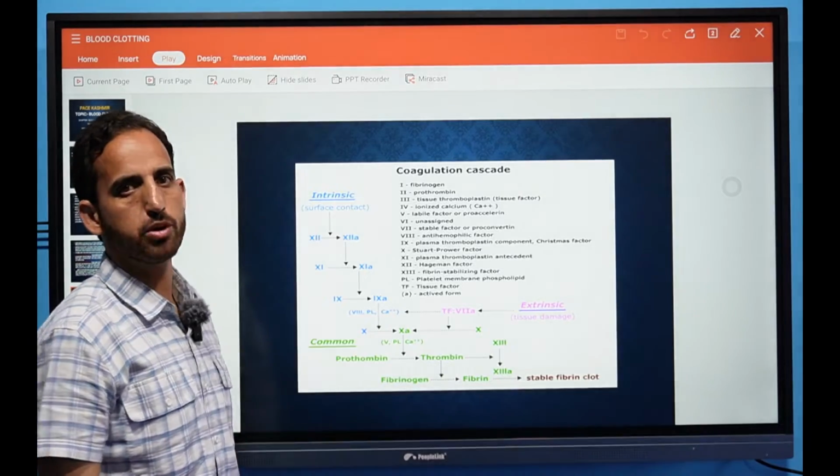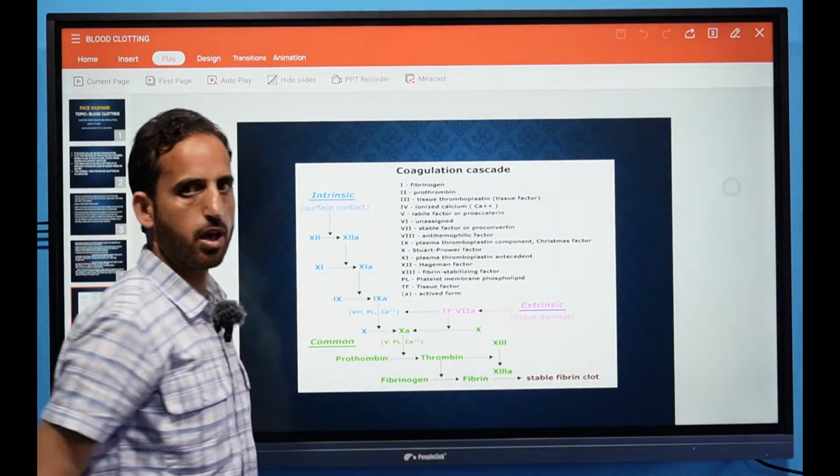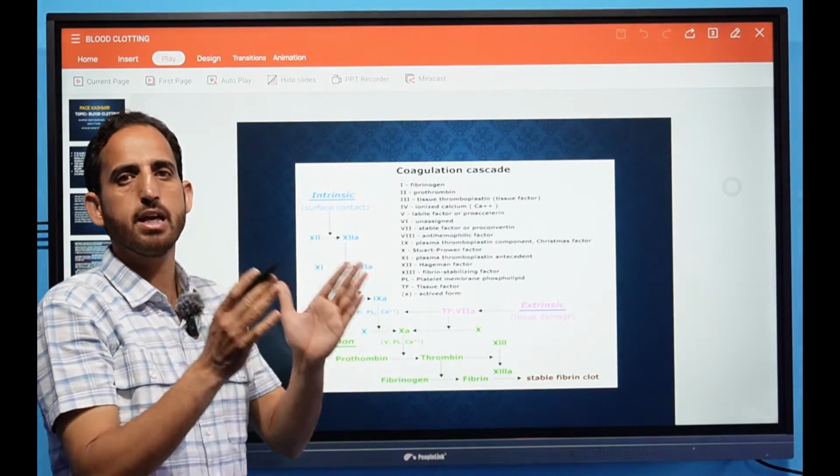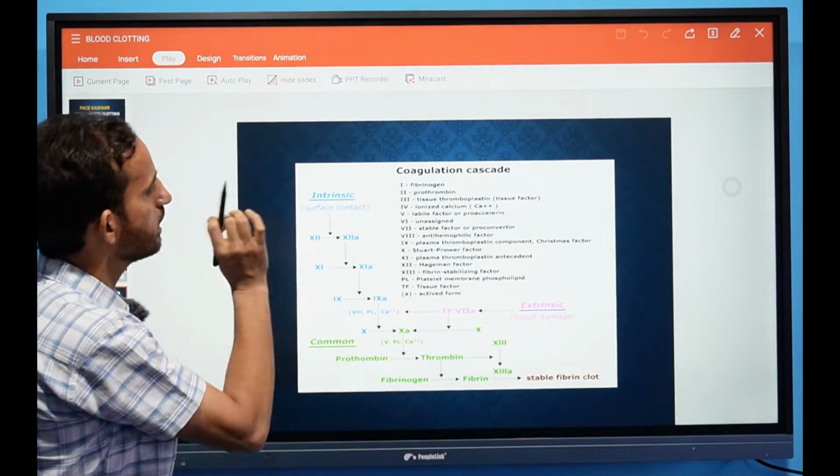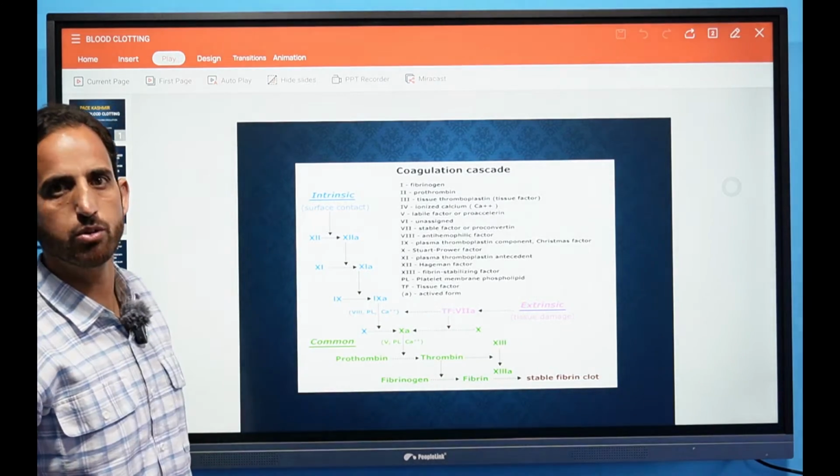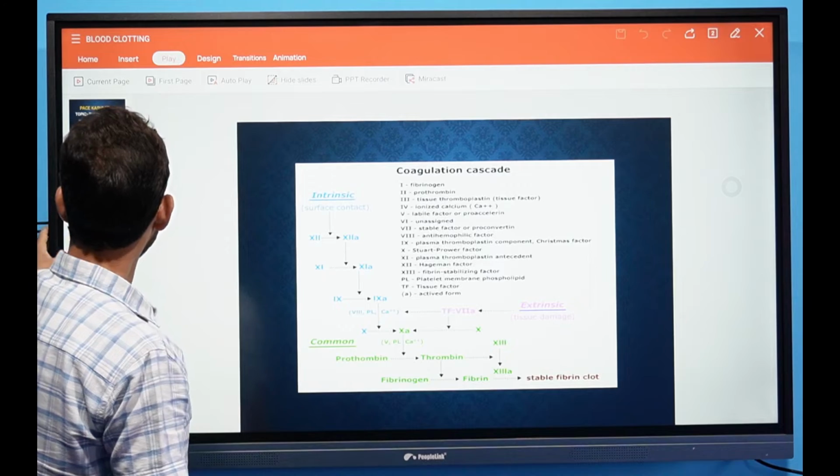The fourth factor is very important. That is called the calcium ions. So calcium ions play a very important role in what we call blood clotting. Now let us move ahead.